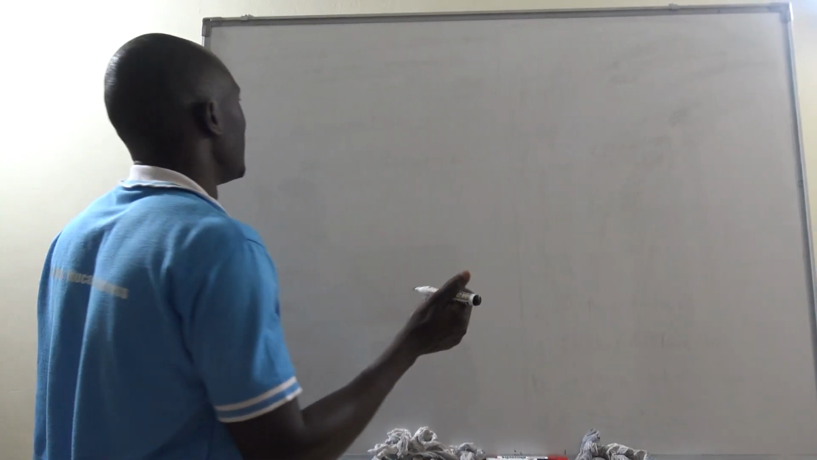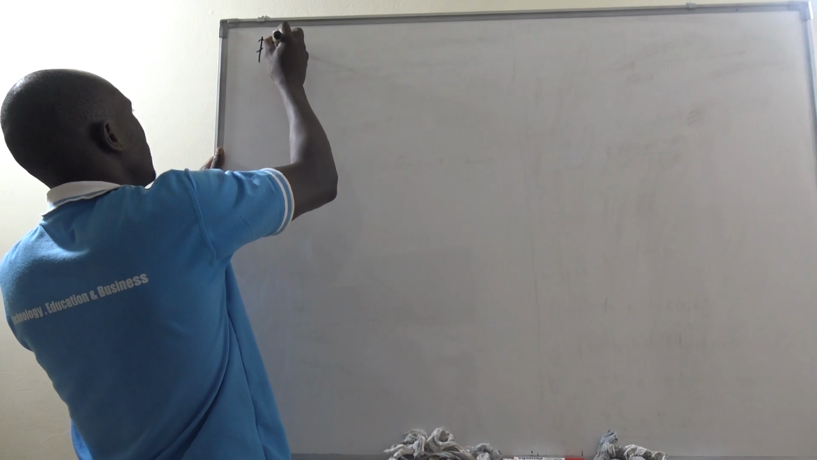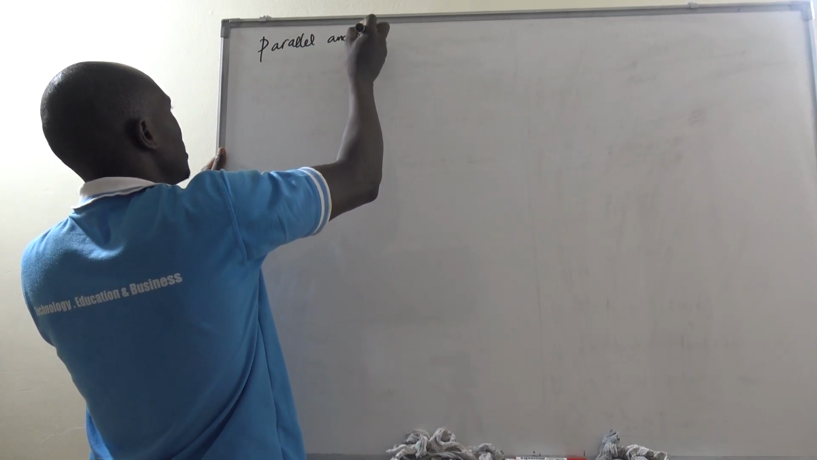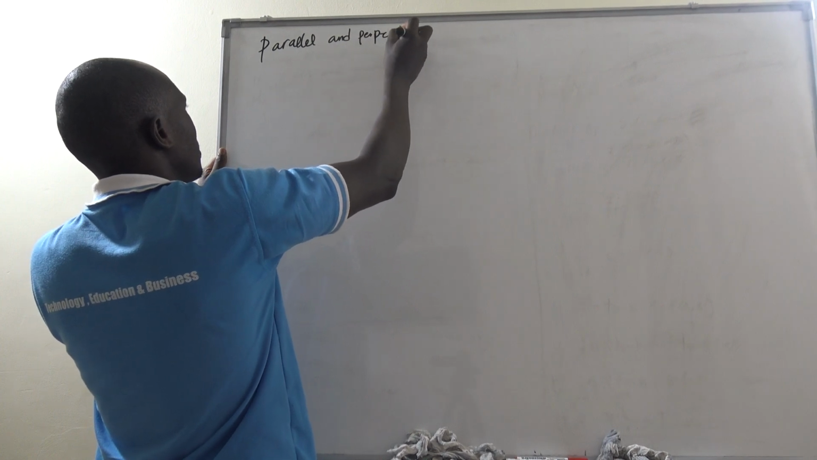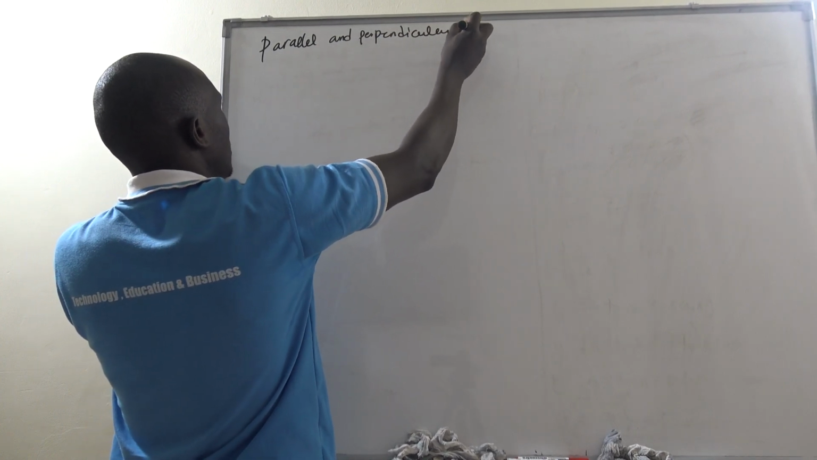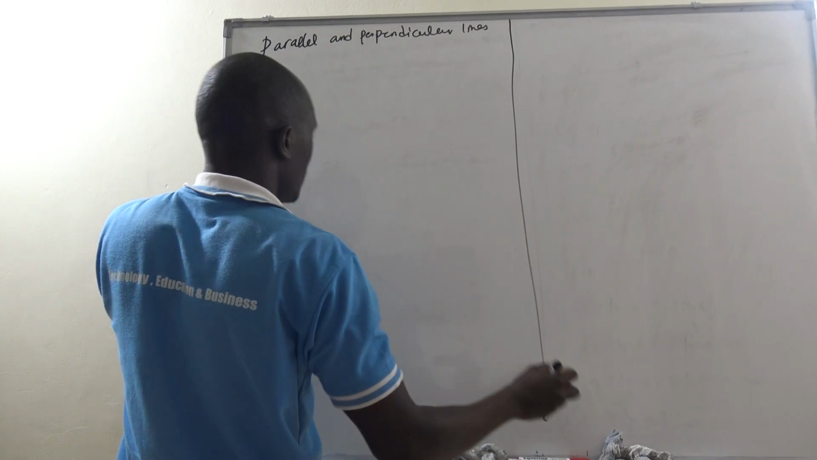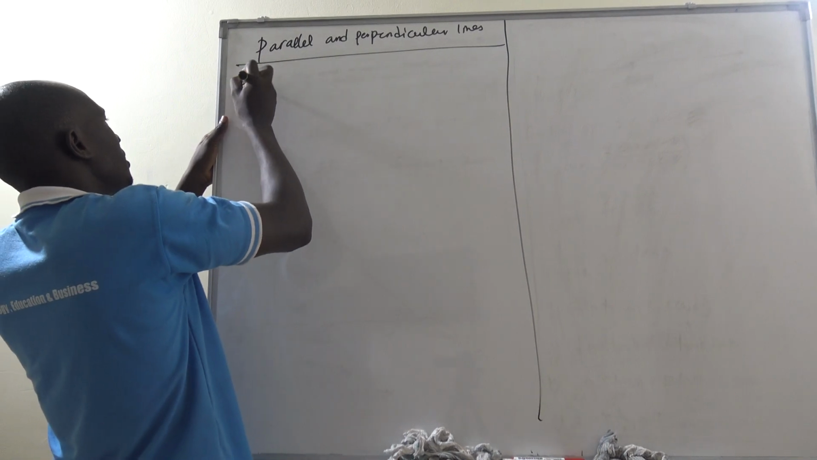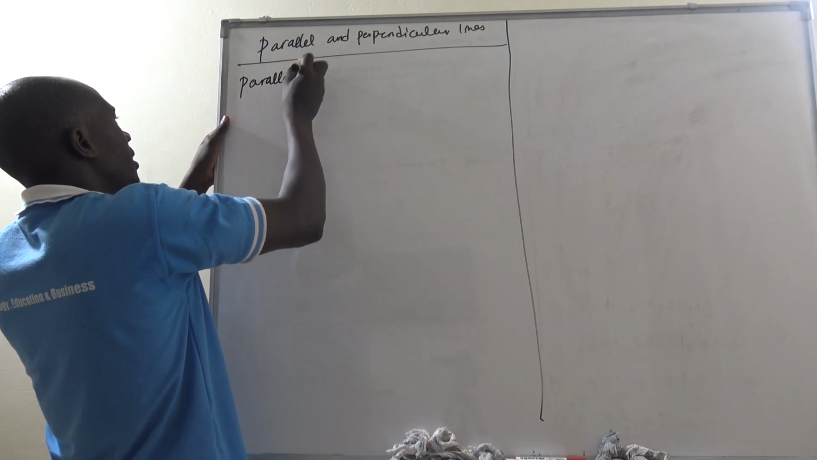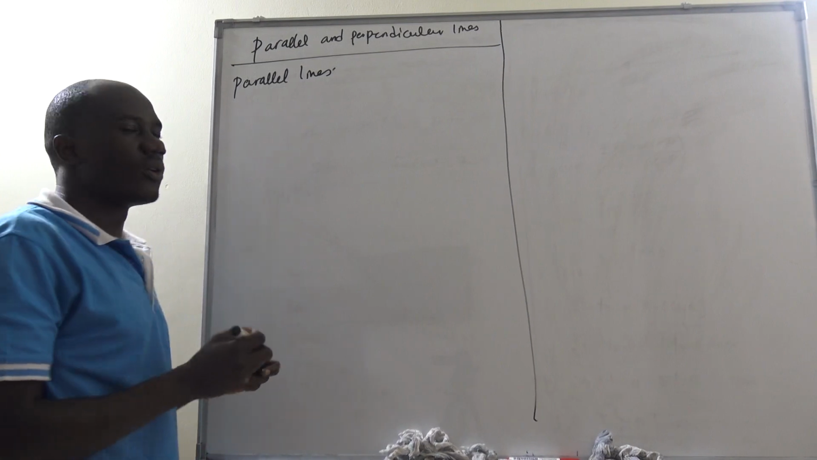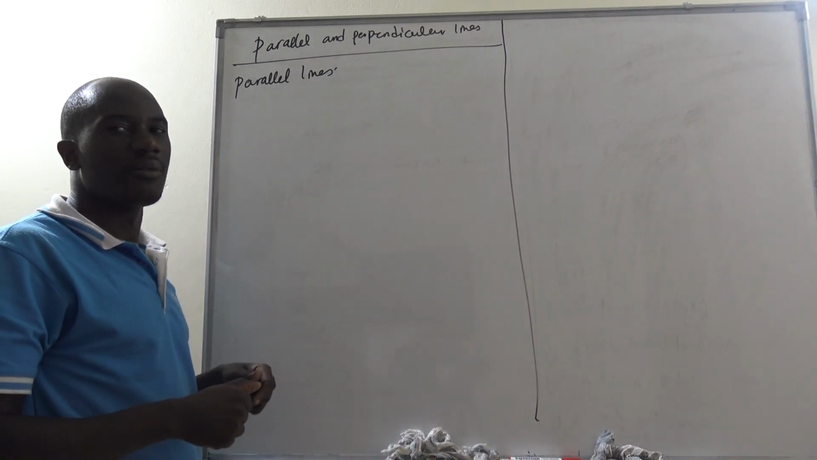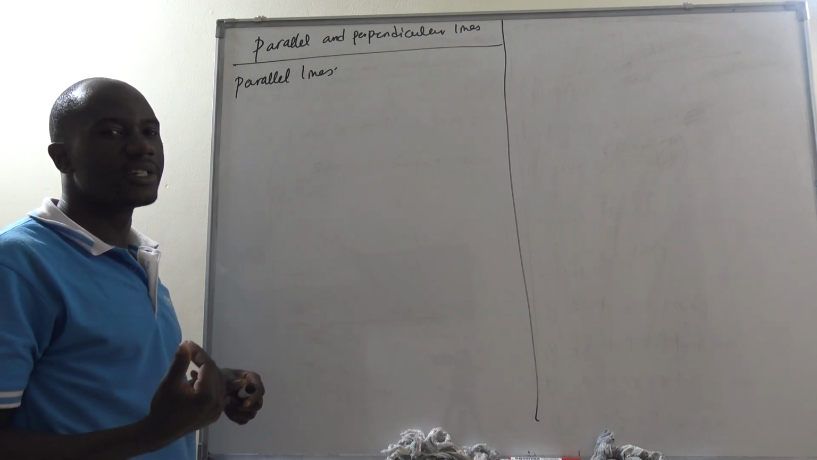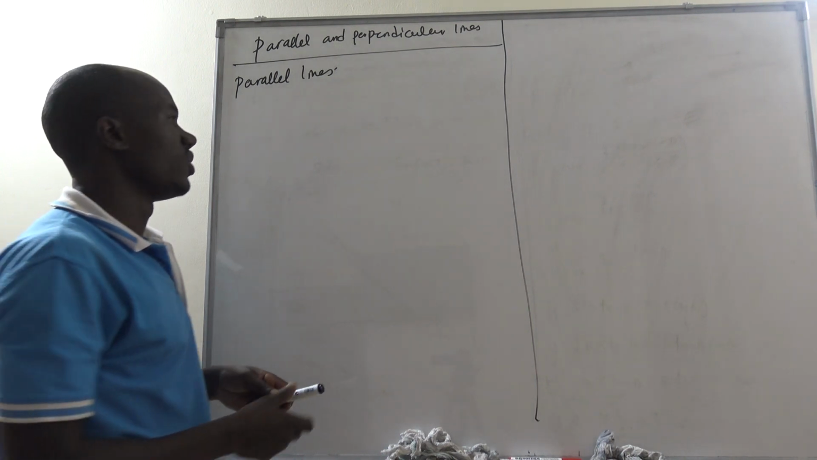So today we are going to look at parallel and perpendicular lines. We are going to start with parallel lines. What do we know about parallel lines? Parallel lines have the same gradient, and they are lines which don't meet. The angle between them is 0.